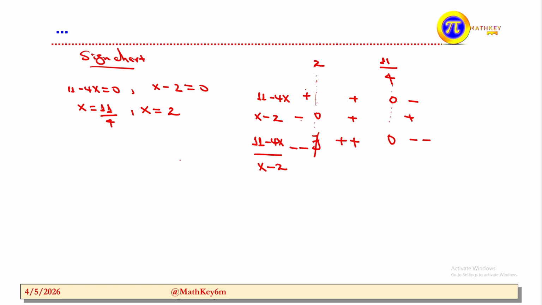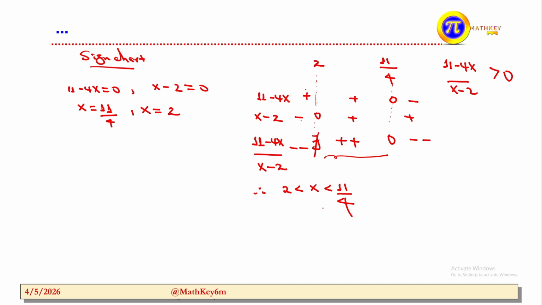We want to find the value of x that satisfies this: (11 minus 4x) over (x minus 2) is greater than 0. This shows the sign of our inequality. Negative means less than 0. Positive means it is greater than 0. So the sign, the value becomes what? Between these intervals. Therefore, the value of x that satisfies this condition becomes 2 is less than x is less than 11 over 4. This is the solution that we want to find.